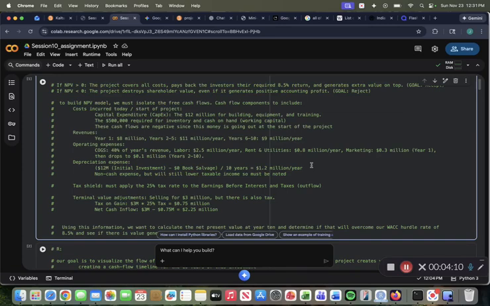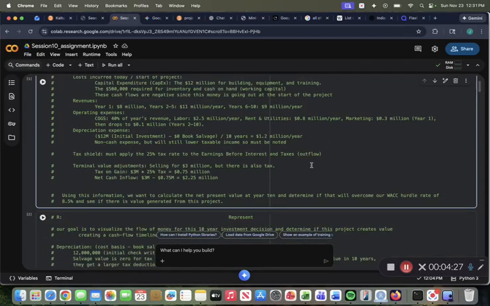And then looking at terminal value adjustments, we were selling for $3 million at the end of the investment, but there's also tax. So $3 million times 25% tax is $0.75 million. So our net cash inflow at the end of the 10 years will be $2.25 million. And then we want to calculate the net present value and determine if that will overcome our hurdle rate of 8.5% and see if there's value generated from this project.